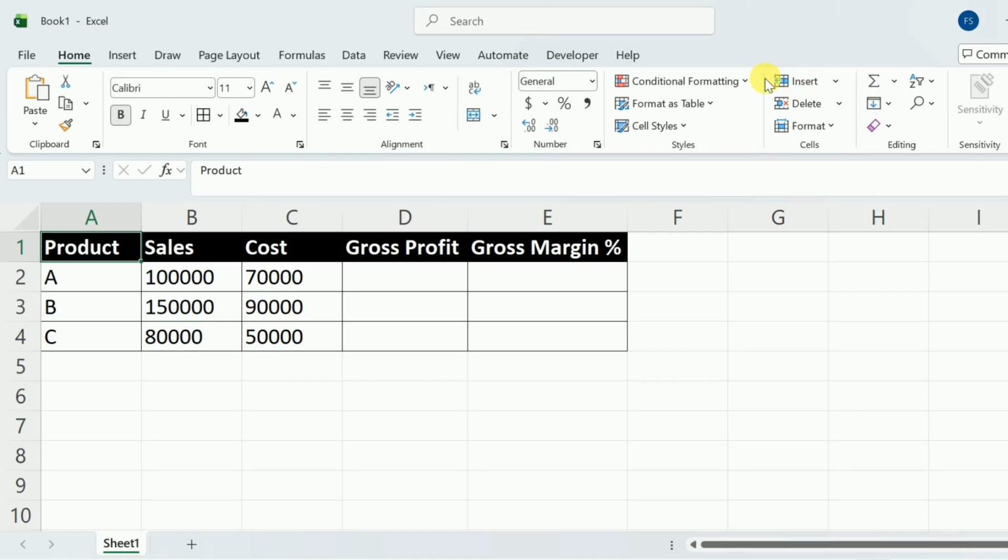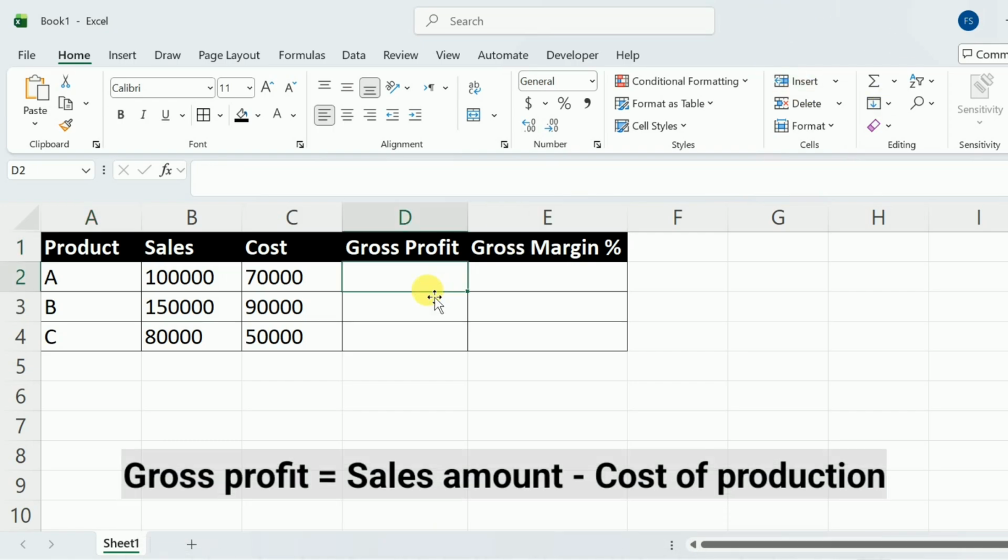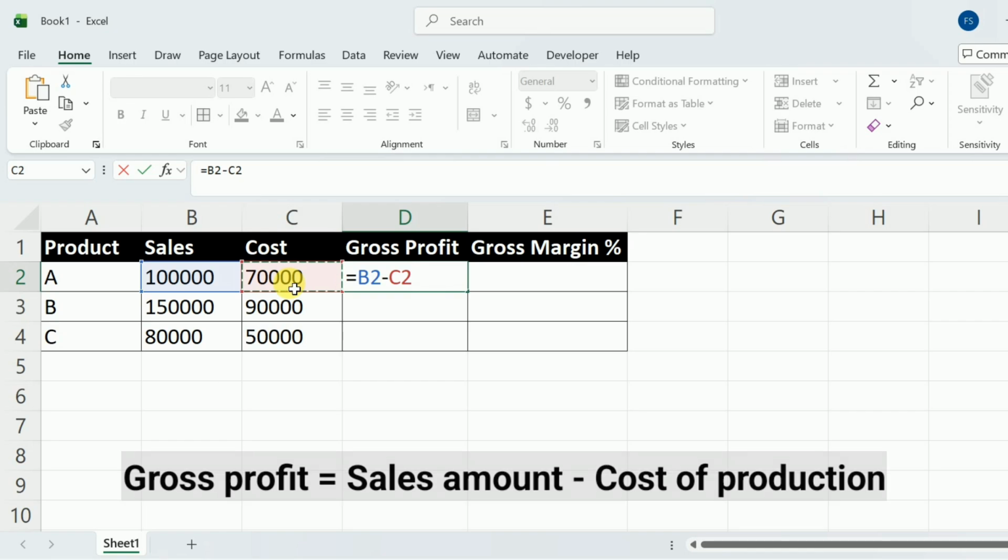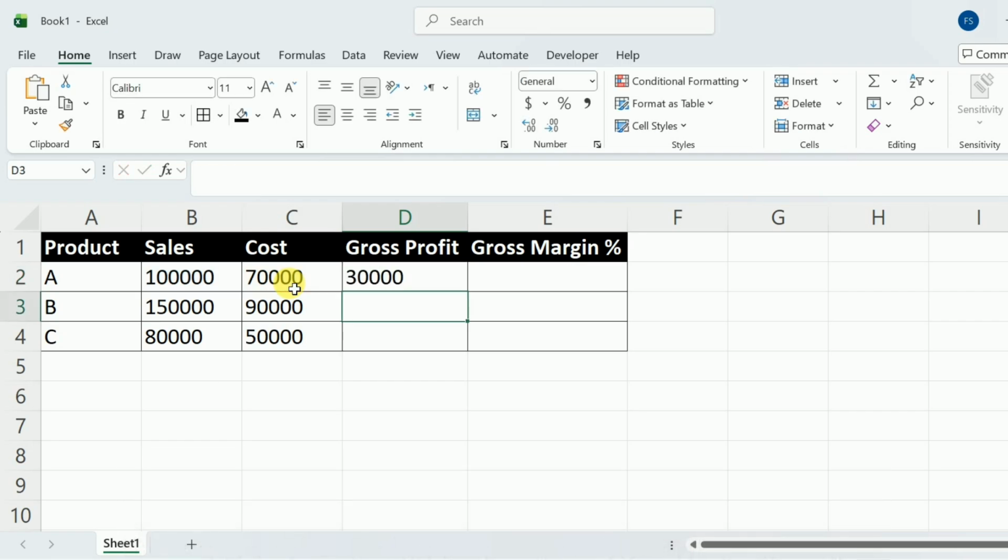In this dataset, first we will calculate the gross profit, and the formula for the gross profit is equal to sales amount minus the total cost to produce that product. And after that, I'll hit enter to calculate the gross profit. This means product A generates a gross profit of 30,000.